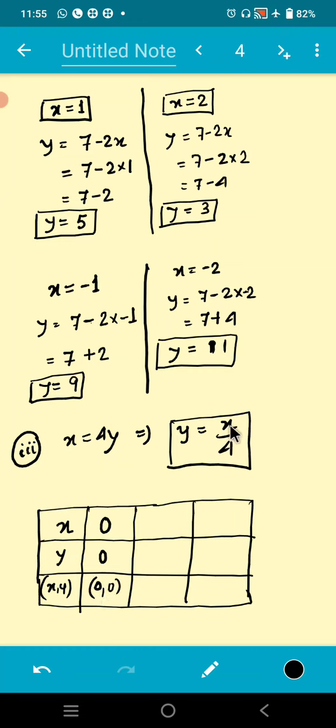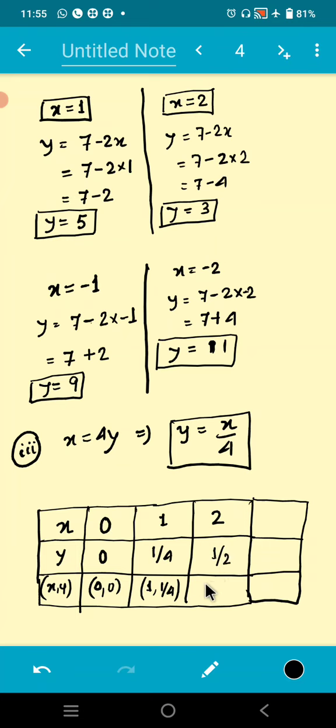Now suppose if we keep 1 here, then the answer will come what? 1 by 4. Okay. Suppose if we keep 1 here, then y value would be what? 1 upon 4. So it is also okay. If we keep 2 here, then what is the answer we will get? That is half. That is 2 comma 1 by 2.